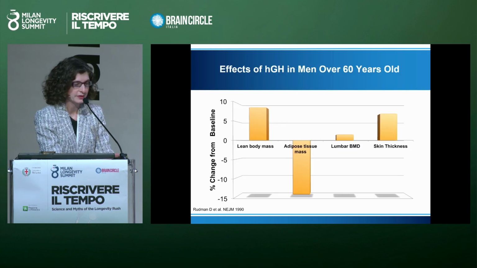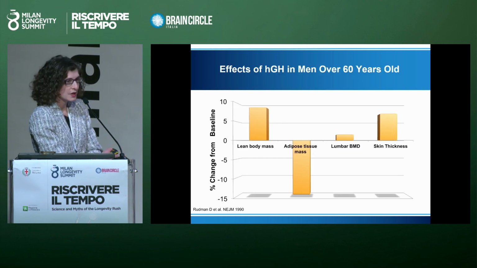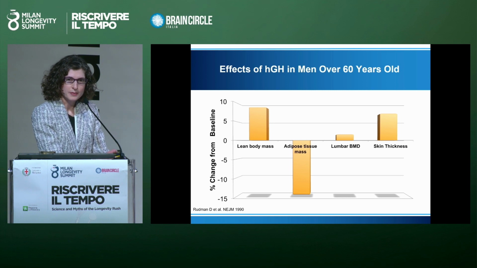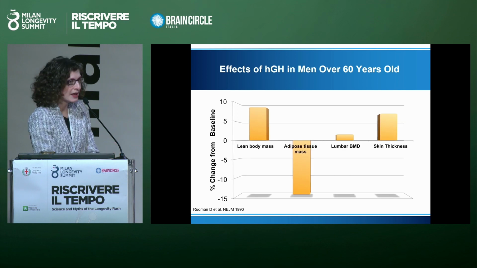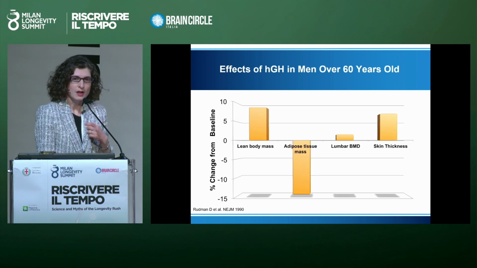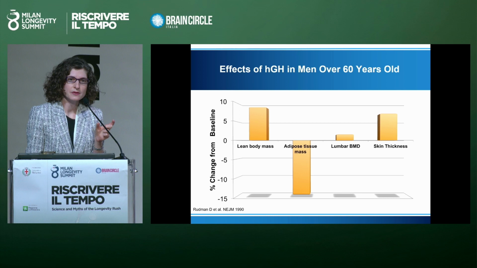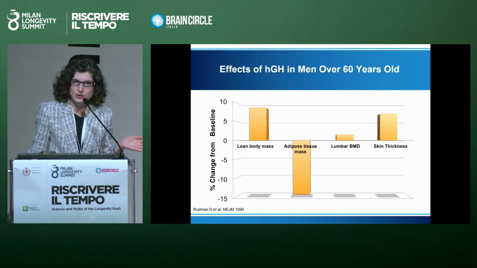And here's what happened. So they noticed that they increased their lean body mass. They reduced their adipose, fat tissue. The lumbar spine bone mineral density, right, the strength of the spine bone improved, and their skin thickness improved. Looks like they found the fountain of youth, right?